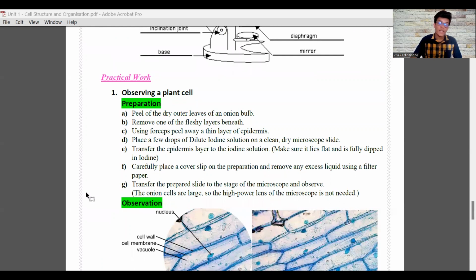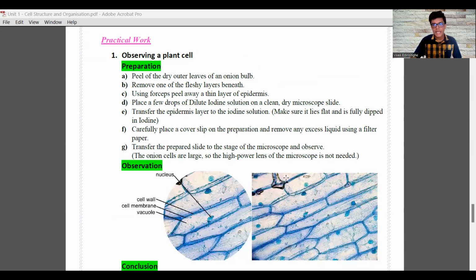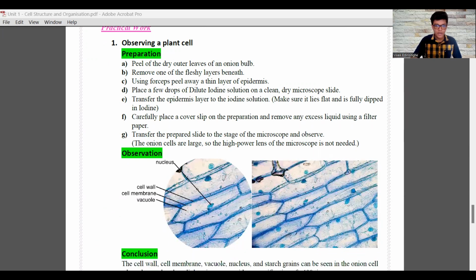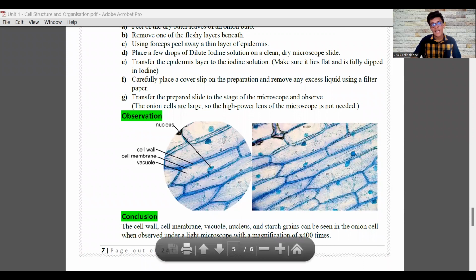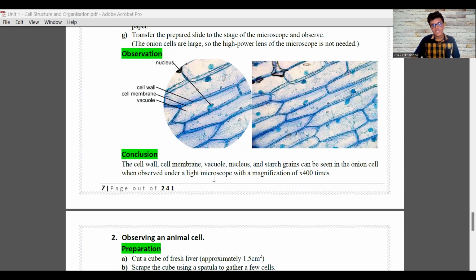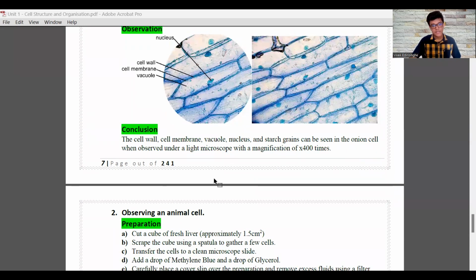works that are included in this syllabus are the preparation, or the observation rather, of a plant cell, which is the onion cell. They have to peel an onion layer and observe it under the microscope. The observation would be as shown below. In conclusion, what is seen is the cell wall, cell membrane, vacuole, nucleus, and even starch grains in the onion cell when observed under the light microscope with a magnification of up to 400 times.